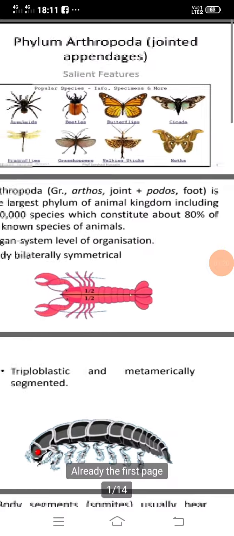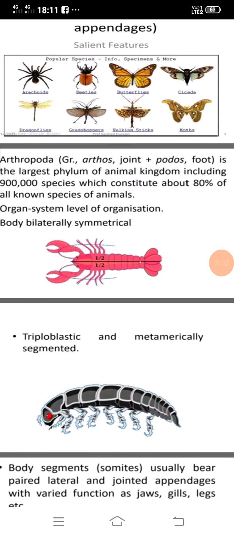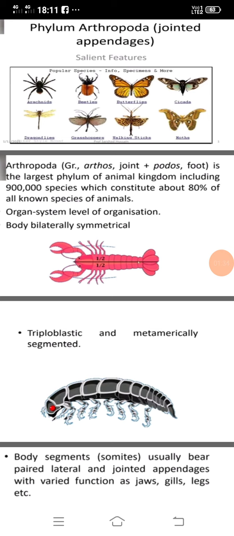However, this is the largest phylum of animal kingdom, and it includes 90,000 species, and it constitutes 80% of the known species of the animals. So you can consider that only 20% of the proportion is shared by the rest of the animals, whereas 80% is shared by only Arthropoda.